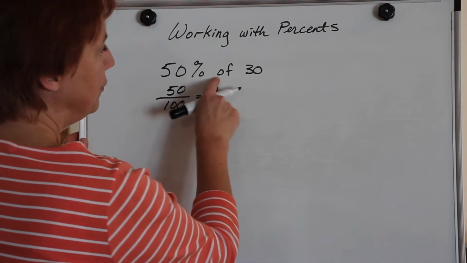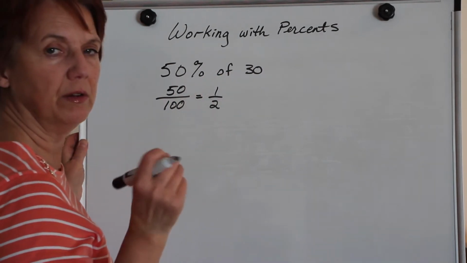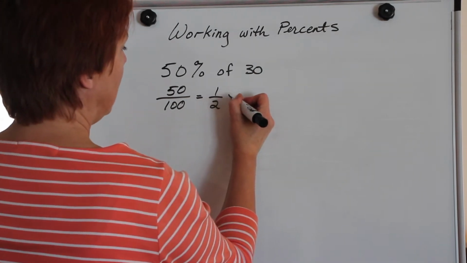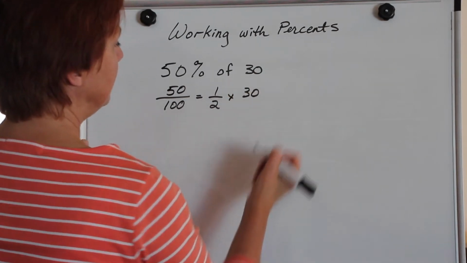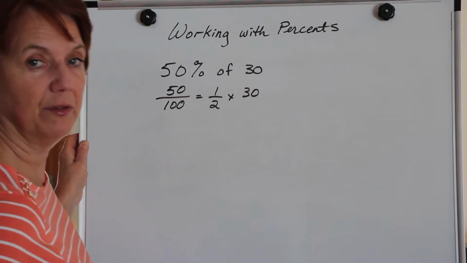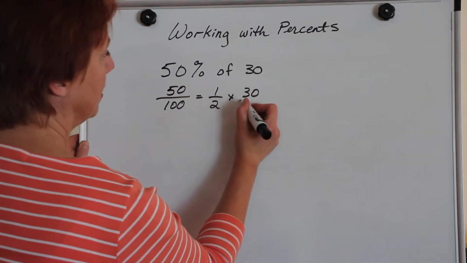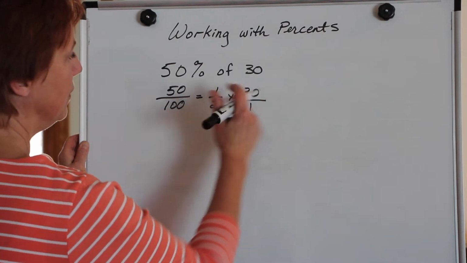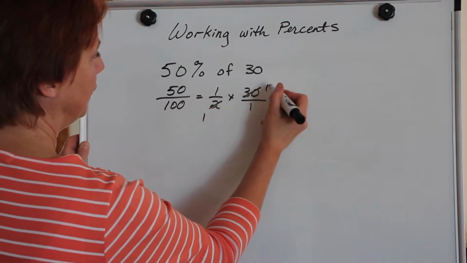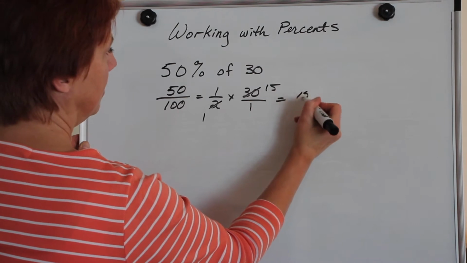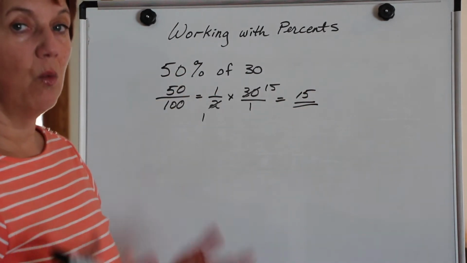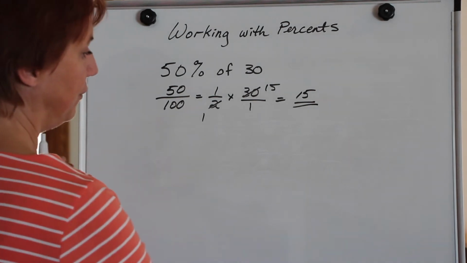And the "of" means multiply. So when you're doing math, when you see the word "of", it means multiply. 1/2 times 30. Now in the last video we talked about multiplying fractions. Here it is, it comes up all the time. What's 1/2 of 30? Well, if we reduce these, we get 1 and we get 15, and there's your answer. 50% of 30 is 15. 1/2 of 30 is 15.